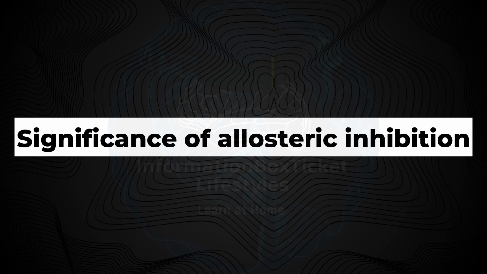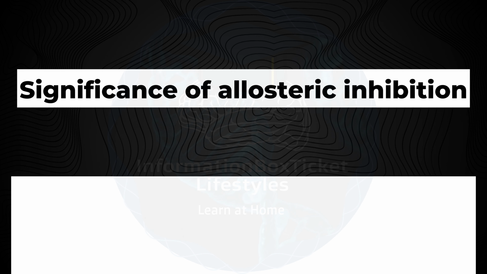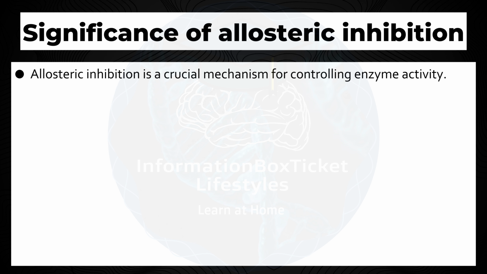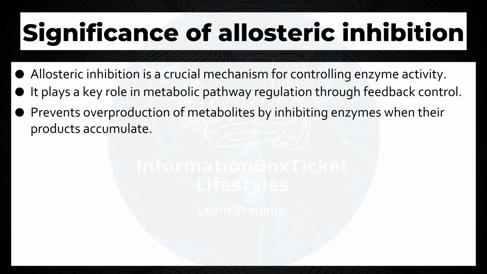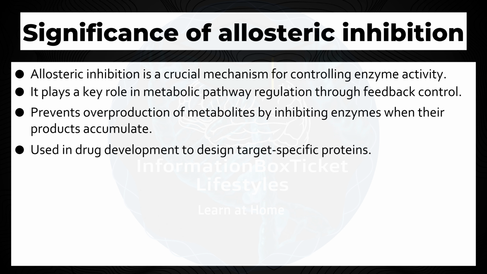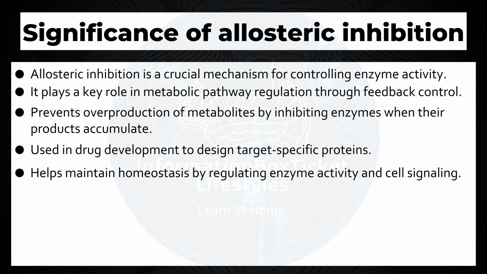Significance of allosteric inhibition. Allosteric inhibition is a crucial mechanism for controlling enzyme activity. It plays a key role in metabolic pathway regulation through feedback control. It prevents overproduction of metabolites by inhibiting enzymes when their products accumulate. It is used in drug development to design target-specific proteins. It helps maintain homeostasis by regulating enzyme activity and cell signaling.